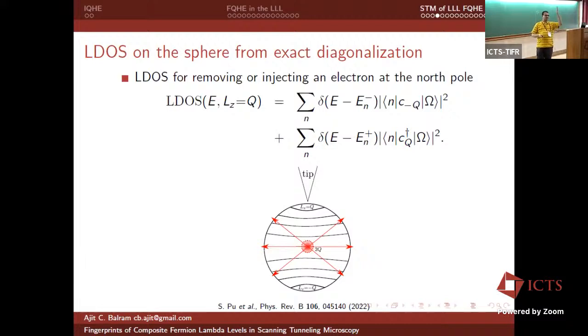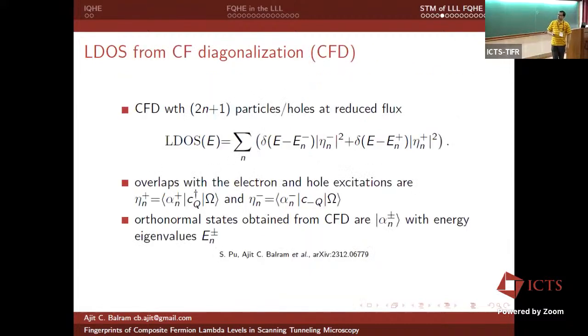Then you look at the sum over all eigenstates. The other thing we are going to do is to use the composite fermion theory to capture the same signal. So we are going to assume that there are 2n+1 composite fermions. We are going to do the so-called composite fermion diagonalization, where you take 2n+1 particles or holes at the effective magnetic field and compute exactly the same signal. So you take states of composite fermions which have 2n+1 particles or 2n+1 holes, and then you compute overlaps with the electron and hole excitations.